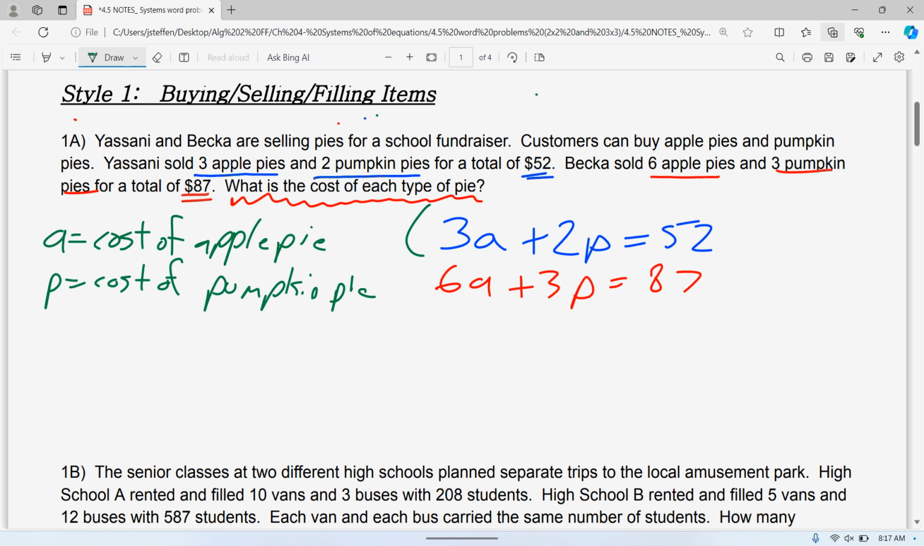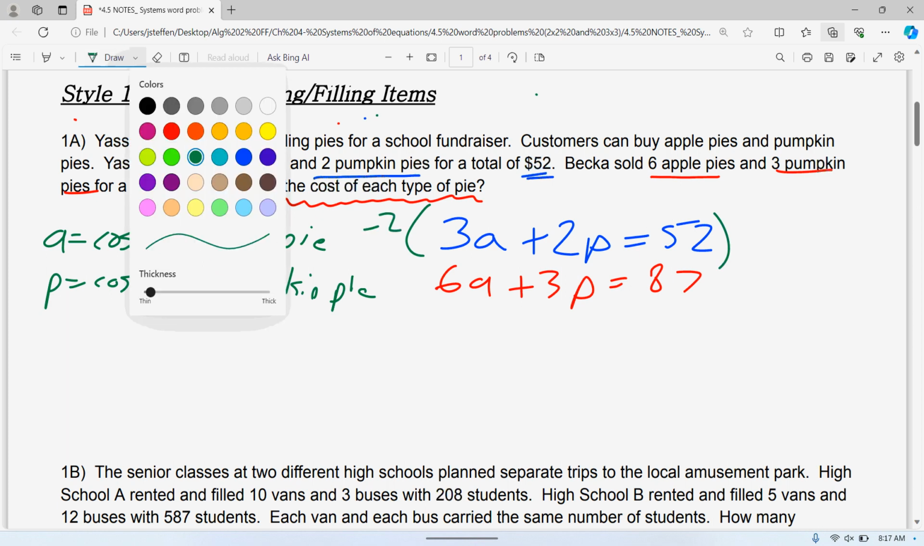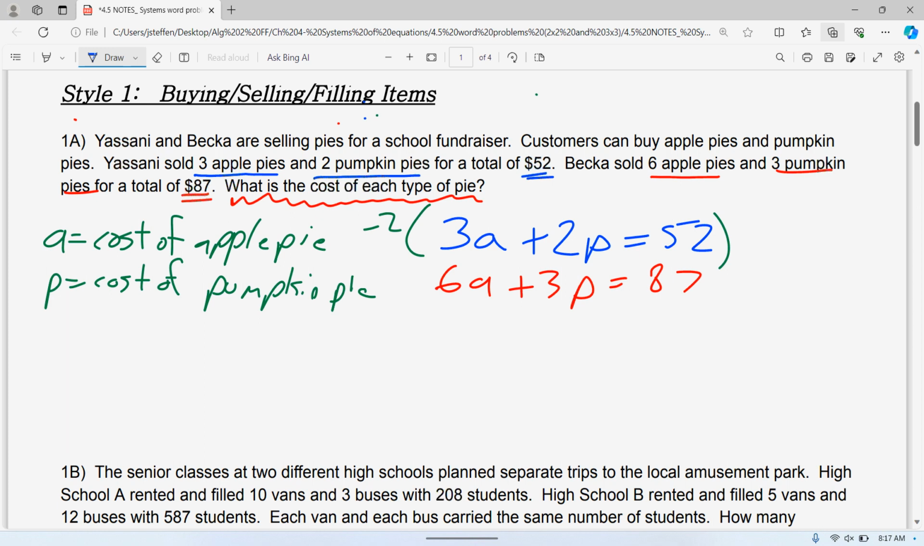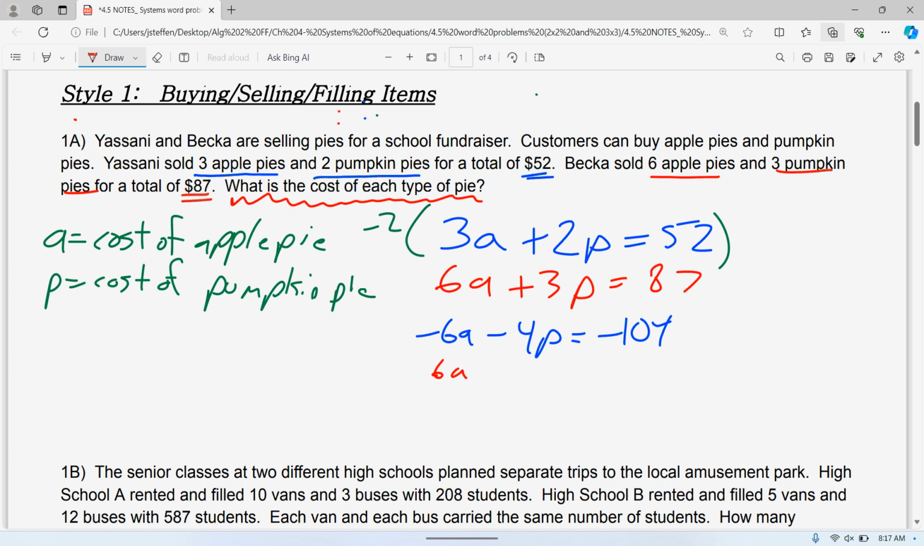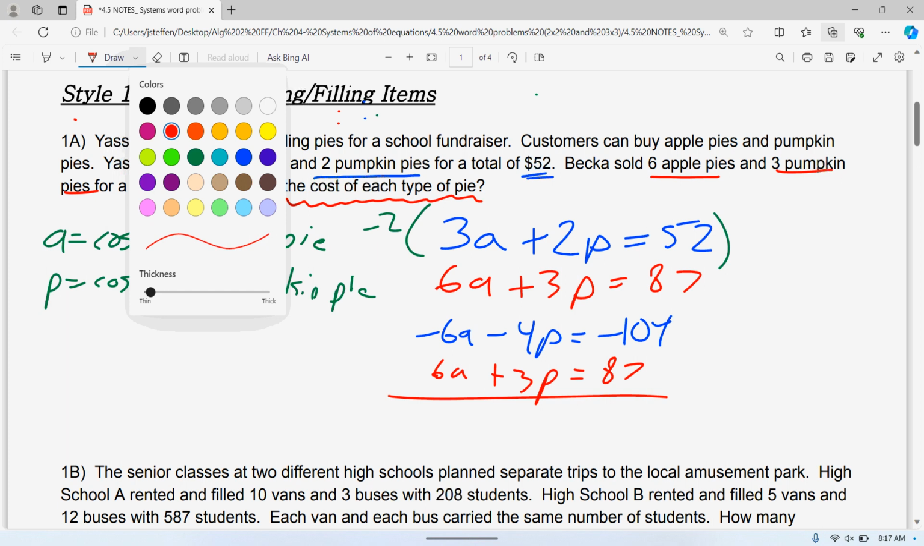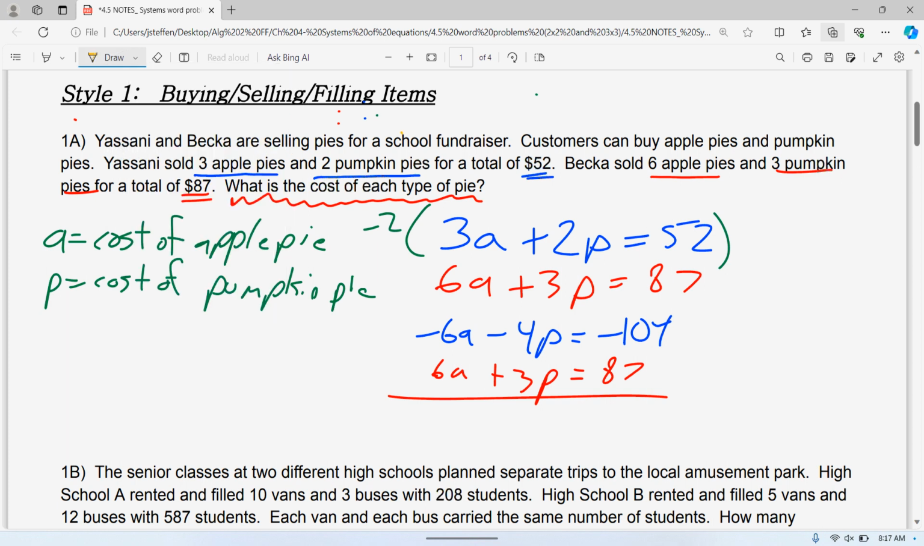So to solve with elimination, I multiplied the first equation by -2. So I have -6a minus 4p is equal to 52 times -2, which is -104. The other equation didn't change at all: 6a plus 3p is equal to 87. When you add these together, to cancel, -4 plus 3 is -1p, and -104 plus 87 is -17. If you divide both sides by -1, your pumpkin pie is 17.